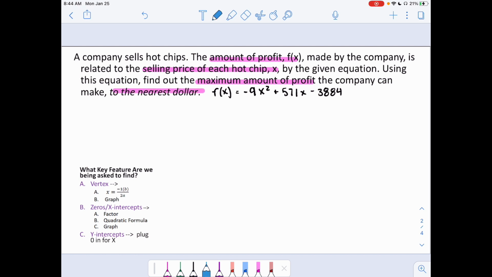So let's start by defining our variables. Our x is the selling price. I know this because it told me in the problem. And our y, our f of x, is the profit. Since it's asking for maximum amount of profit, I know I'm looking for my y. My end goal is the y value. I'm looking for my maximum, which means I'm looking for my vertex. I'm going to show you today how we can use both of these tools to find that vertex.